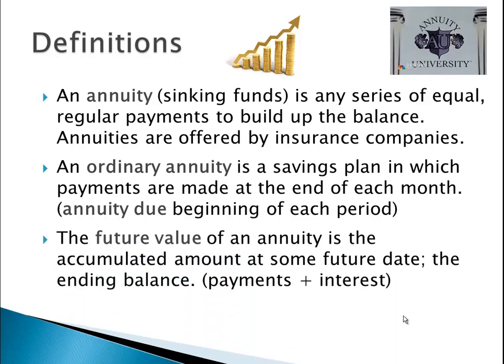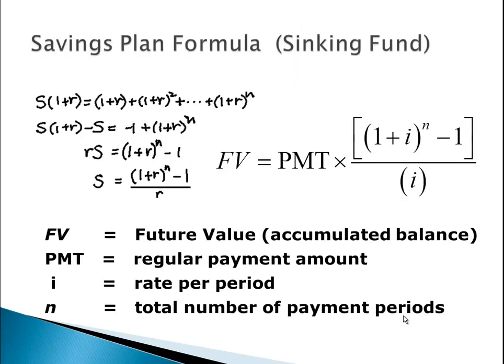The future value of an annuity is the amount that you have at some future date. It's the ending balance. Remember, it's the total of your payments and the interest combined. Now, here's the formula for our calculations for sinking funds and annuities of those types. When we're making regular payments, that's why you're seeing PMT. PMT is payment, our regular payments. We're doing equal payments, monthly, weekly, semi-annually, quarterly, it doesn't matter.